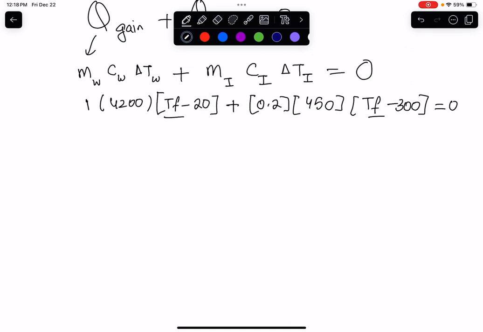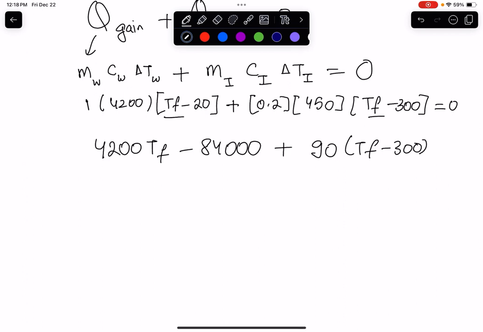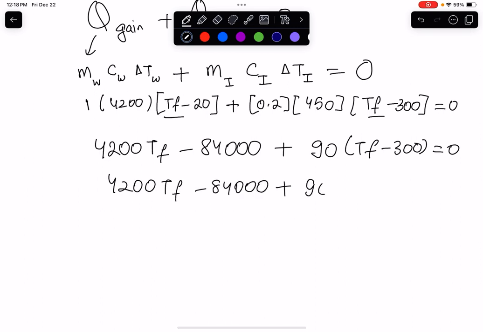In this case, what we get is 4200 TF minus 4200 times 20, which is minus 84,000, plus 0.2 times 450, which is 90, times TF minus 300, is equal to 0. So you get 4200 TF minus 84,000 plus 90 TF minus 27,000 is equal to 0.